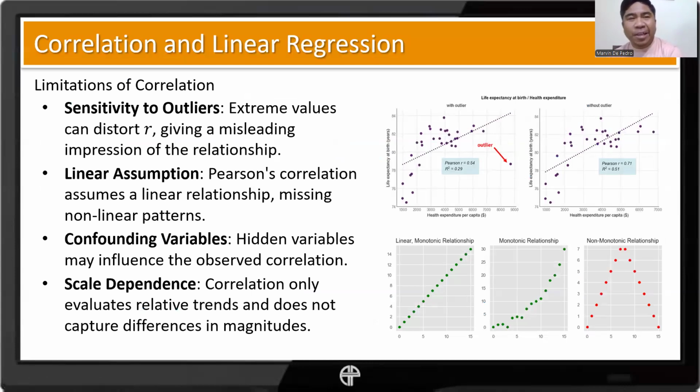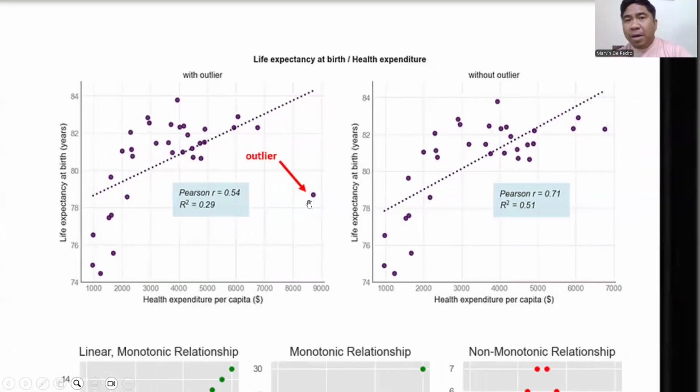In addition to that, there are limitations to correlation. Number one, sensitivity to outliers. This one is an outlier example. Even though this is just one point, it can significantly affect our Pearson's R value. An outlier is something that should not be in our data set. It doesn't belong there, but for some reason it has appeared, and more often than not, we have to get rid of it, because it significantly affects our value of R.